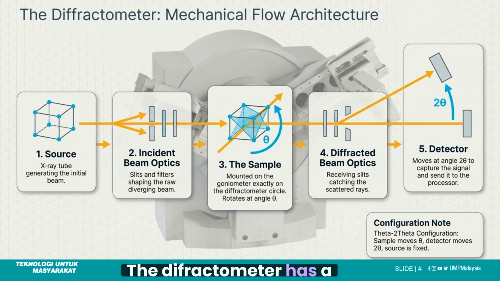The diffractometer has a mechanical flow architecture consisting of 5 main components: the source, incident beam optics, the sample, diffracted beam optics, and the detector. The system configuration dictates how the source, sample, and detector move relative to each other.